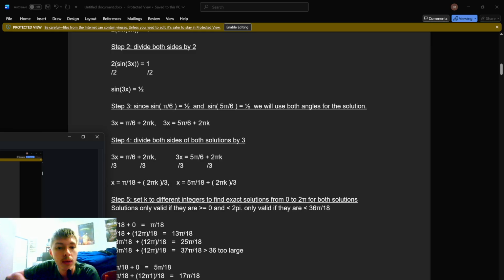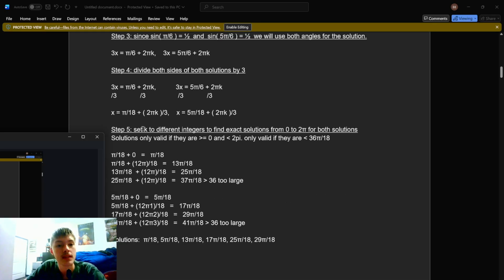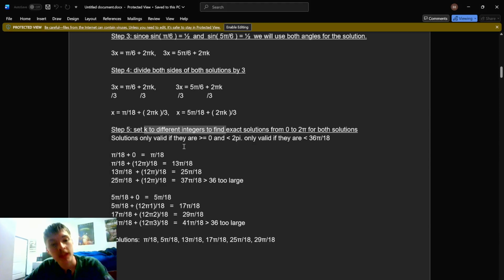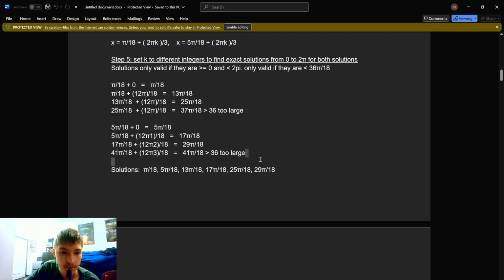Step 4, we divide both sides by 3 for each solution. For step 5, we set k to different integers and check if they're greater than or less than 2 pi. These are my solutions.